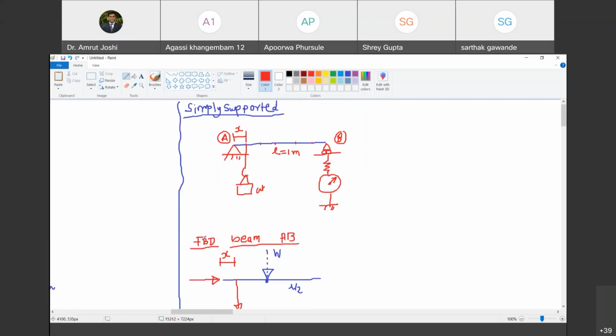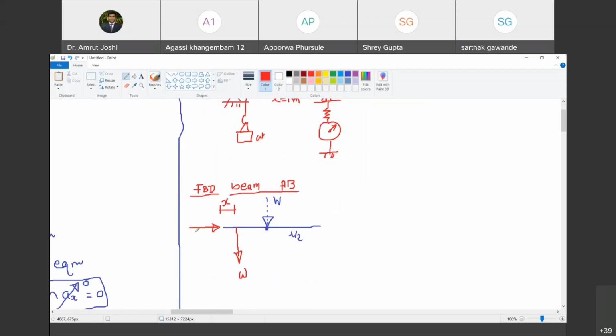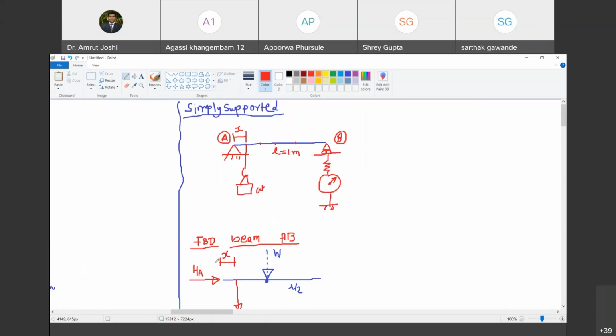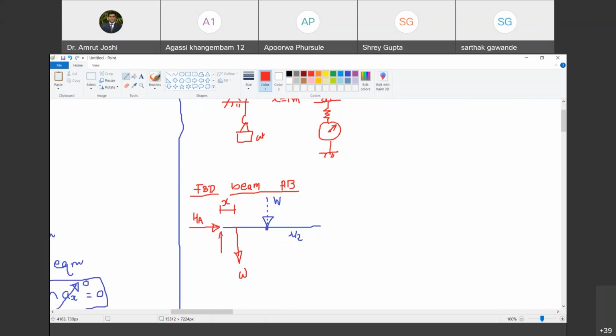Are you with me? Yes, sir. And I'm going to call this reaction the horizontal reaction at E. Are you with me? Yes, sir. And this support is also able to offer a vertical reaction. I will show it upwards. Later on, if a negative sign emerges, it must be downwards. Are you with me? Yes, sir. I'm going to call it the vertical reaction at A, HA and VA.